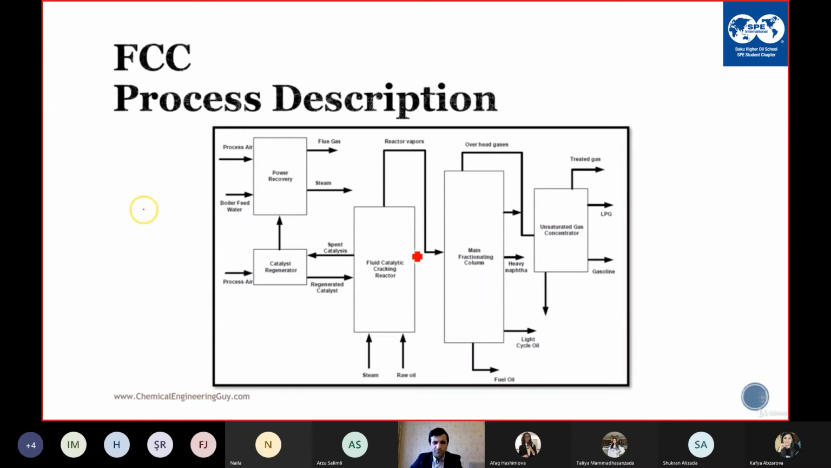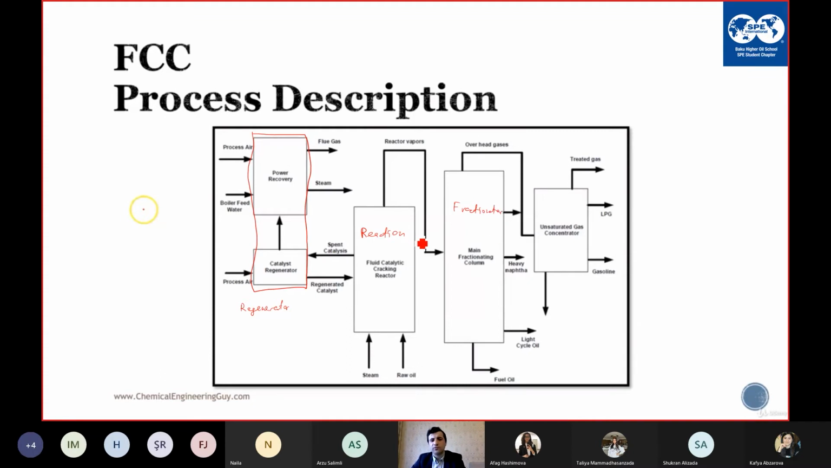Process description. So this is kind of the block flow diagram of the FCC process. This is the reaction. This is actually one column, I think. Yes. We have the regenerator. And we have the fractionator.